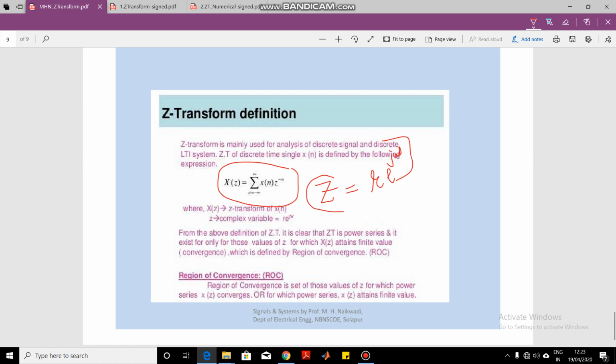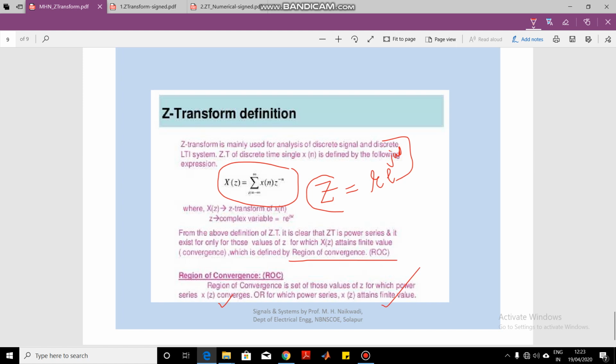That condition on z for which we get X of z as finite is called the region of convergence. So region of convergence is the set of those values of z for which the power series X of z converges. What is the meaning of converges? Converging means attaining a finite value, and diverging means becoming infinity.